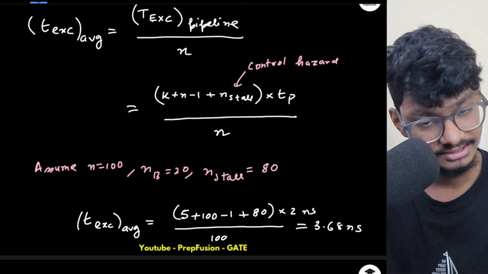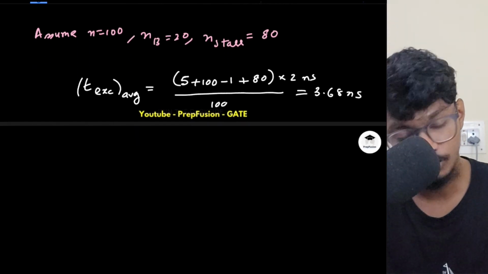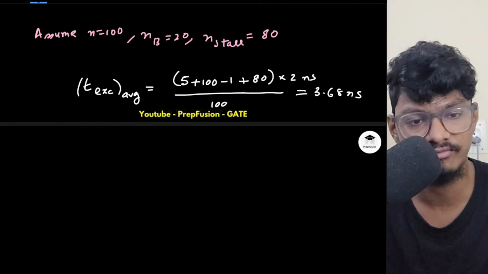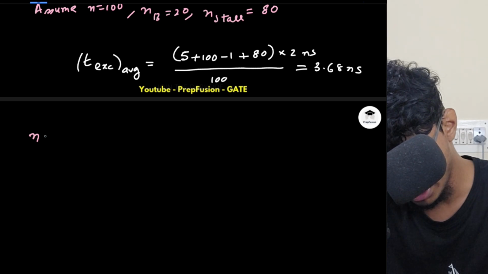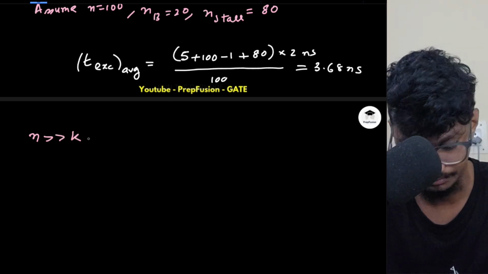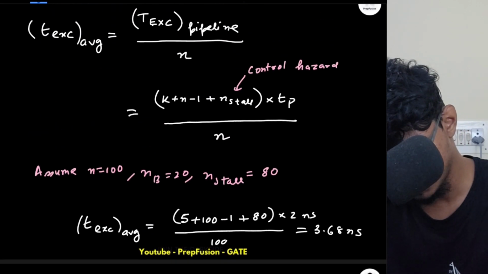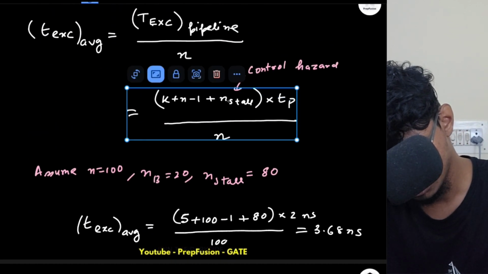But actually this is not the correct answer. I will explain why. We won't be able to assume any N because they have not given N. So my assumption will be that N is very, very much greater than K minus 1. So what was the formula? The formula was this.